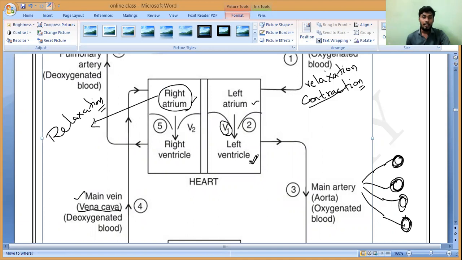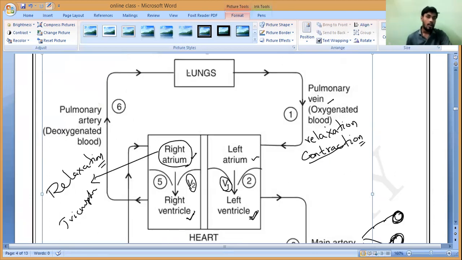Now the right atrium contracts, and by contraction it sends the blood to the right ventricle by V2. What is that valve? Tricuspid valve. Now this right ventricle immediately contracts and pumps the blood to the lungs. By using what? Pulmonary artery.